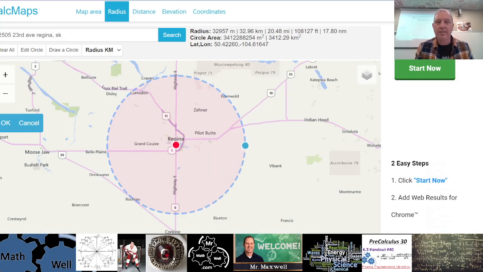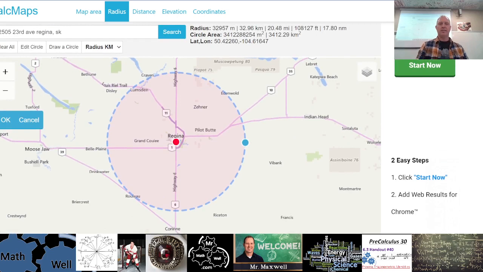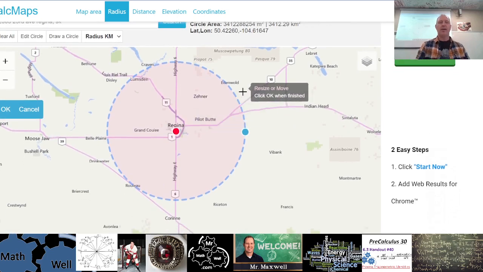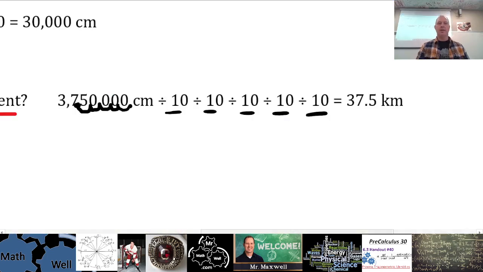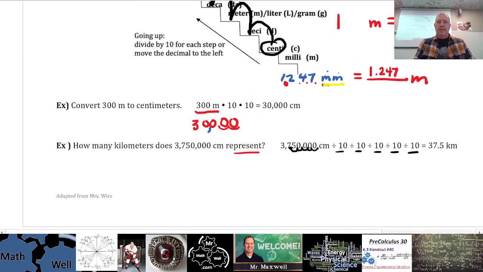Got feet. Wow, this is pretty cool. Maps, there you go, look at that. Maps. You can do a radius. You can find the area and everything too. Okay, all right. All right, TMI, too much information. All right, let's get back to the lesson. All right, any questions so far?